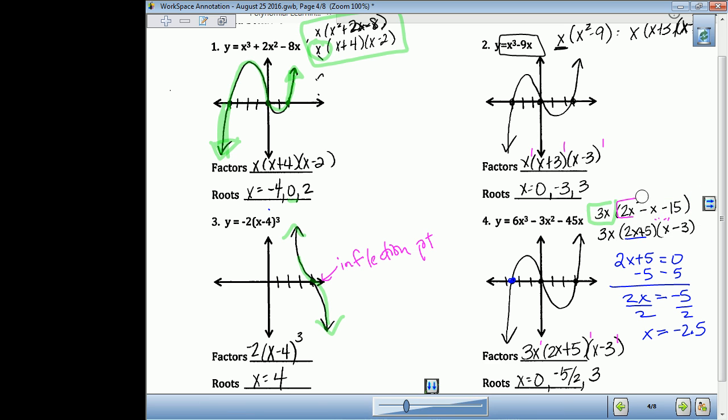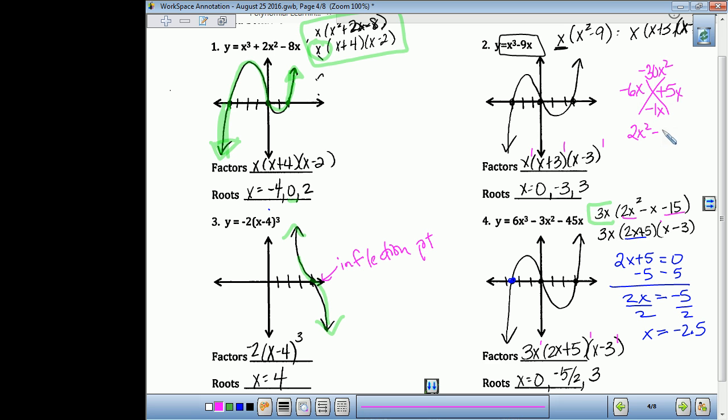Okay, so I'll show you up here what you do with that. So we'll make the big X. 2 times the negative 15 is negative 30. What can we multiply to get negative 30x that we can add to get negative 1x? Negative 6x and positive 5x. So we're going to take that 2x squared minus x minus 15 and split this.